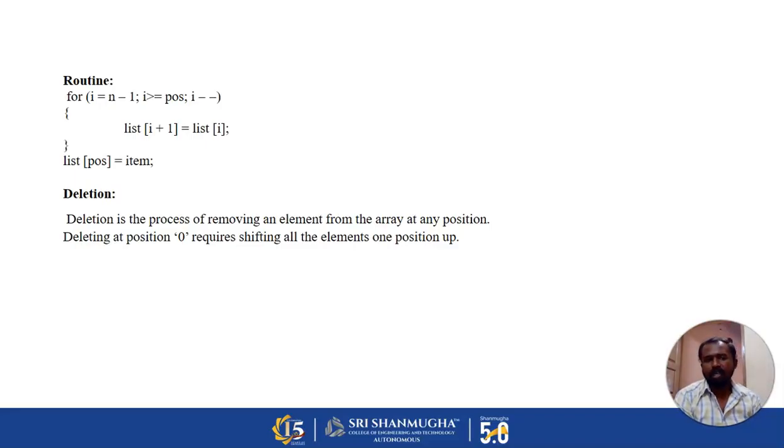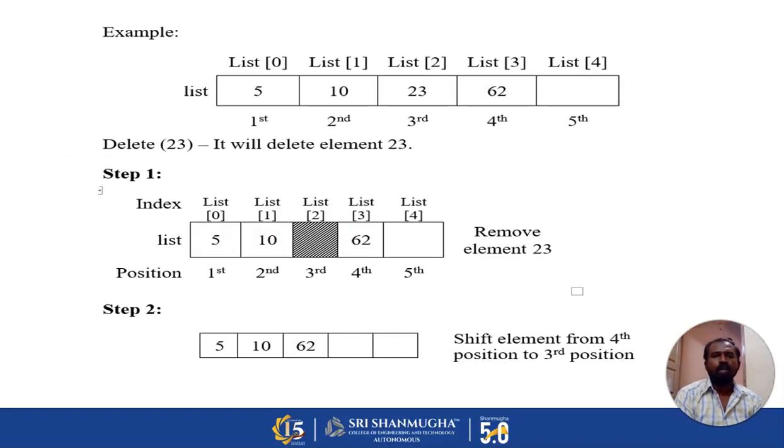Next we will see about the deletion. Deletion is the process of removing an element from the array at any position. Deleting at position 0 requires shifting all the elements one position up. This is an example of deletion. First we need the 5 values. I have already filled in 4 values. List 0, 1, 2, 3, and list 4 is empty.